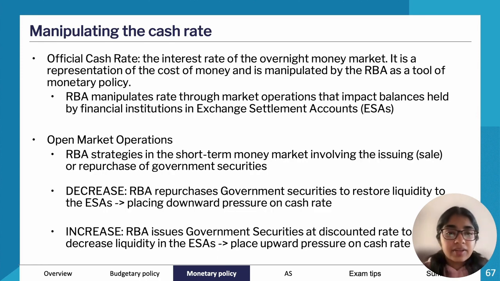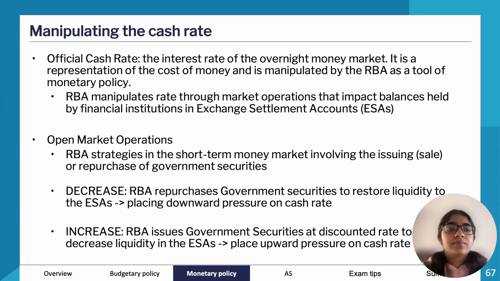Okay, manipulating the cash rate. The way that the RBA manipulates the cash rate is they undertake open market operations. Firstly, the official cash rate is the interest rate that banks pay in the overnight money market, on the money that they set aside. So it's basically the cost of your money, and it's changed by the RBA to influence your monetary policy. So it's a tool of monetary policy. As it manipulates those rates using open market operations, the cash rate changes, and as a result, the banks pass on that cash rate to consumers.